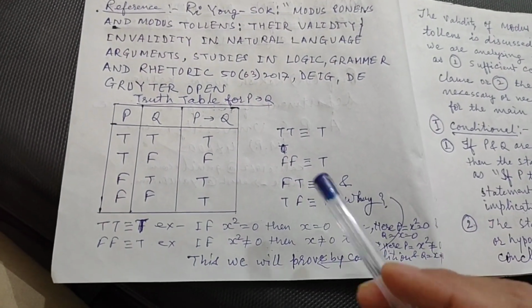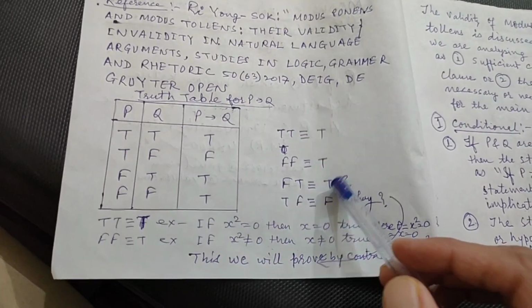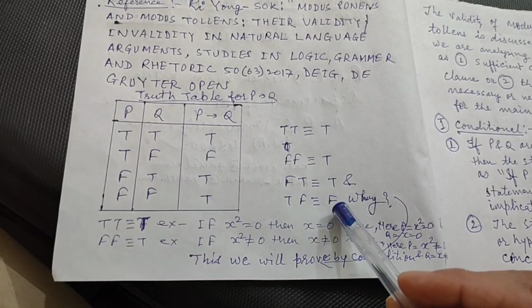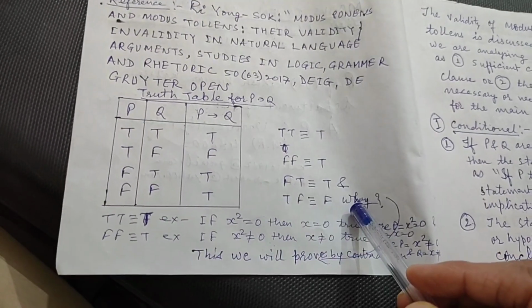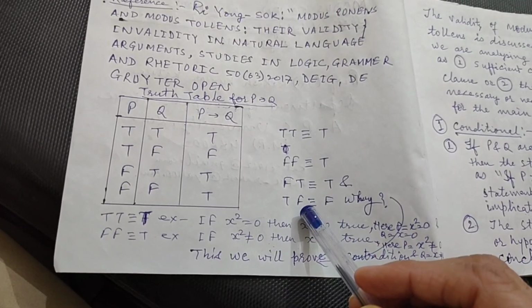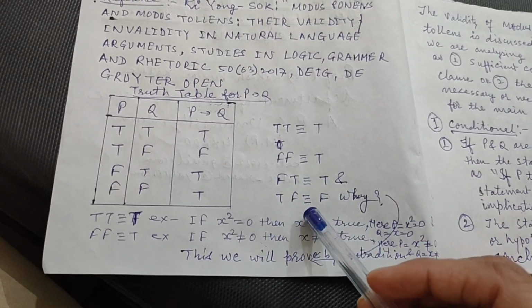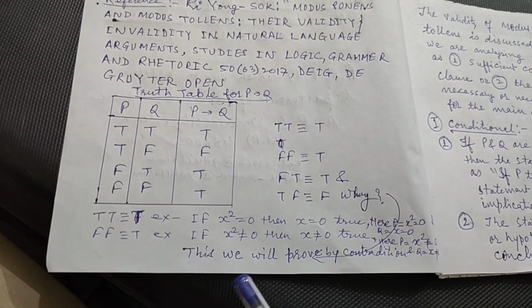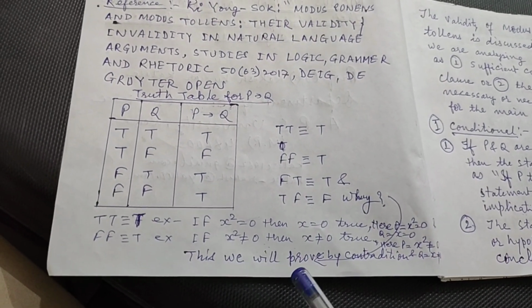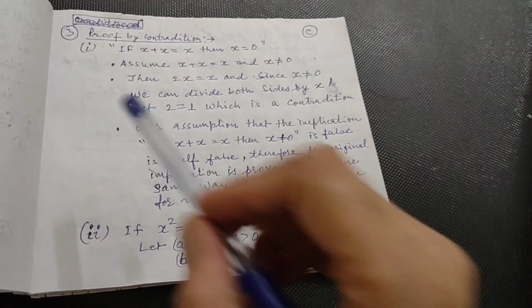Now FT is equal to T, TF is equal to F. Why? The validity of these two statements can be proved by using the method of proof by contradiction.